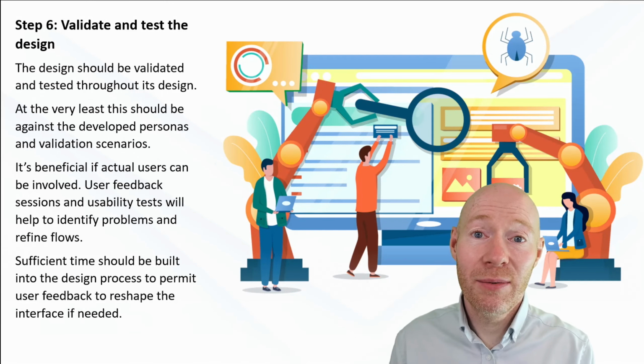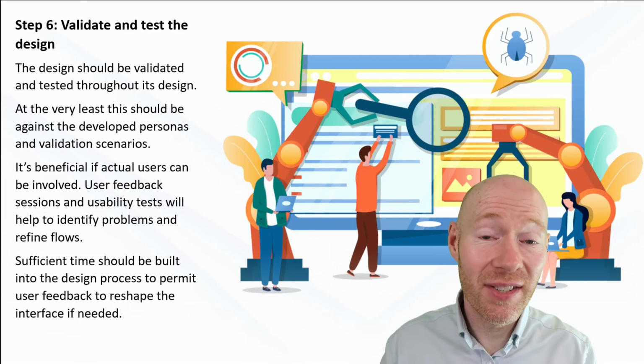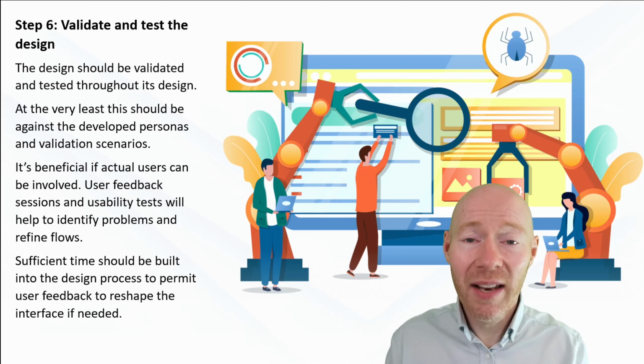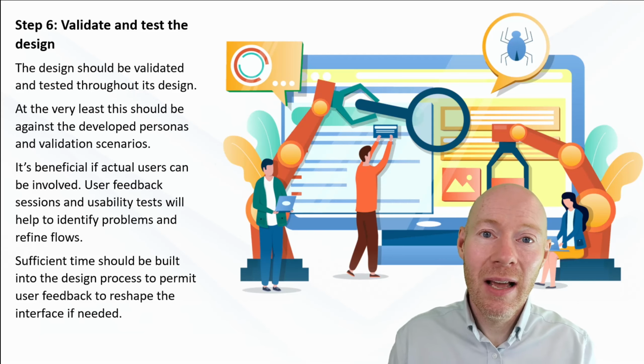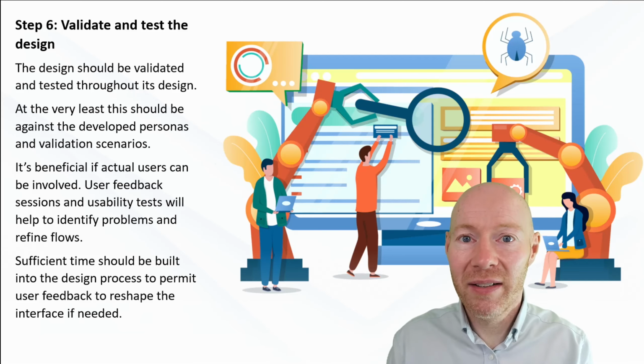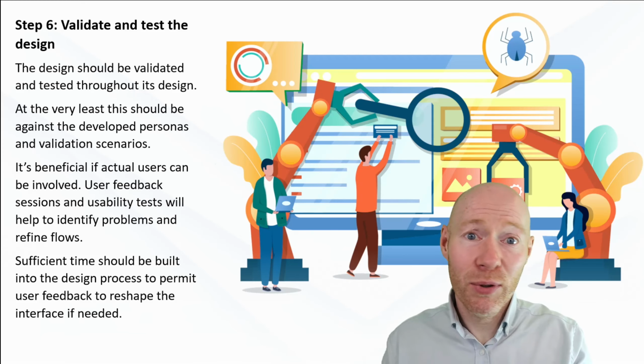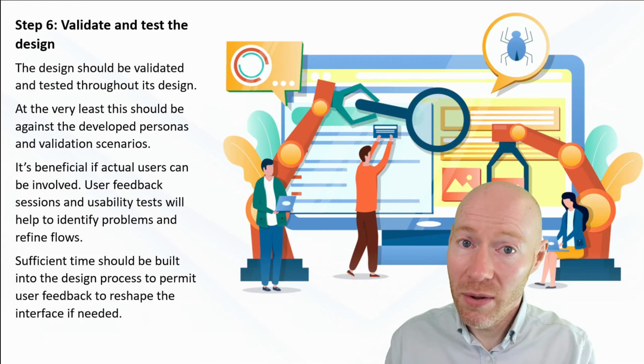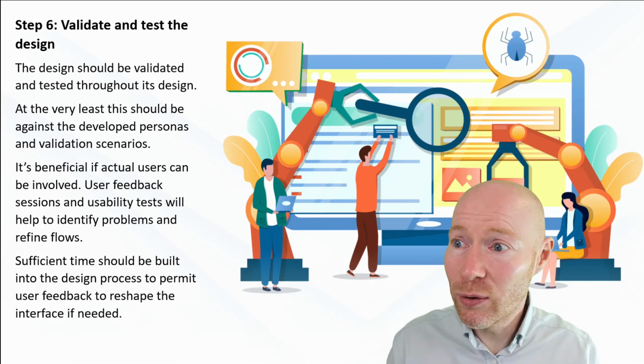Step 6 is to validate and test the design. That's really important. We don't just do a design and say it's done. We have to validate it, we have to test it, and we should assume through that validation and testing that it will change and we will need to change it. And the earlier we can do it, the better, but absolutely we do need to do it.